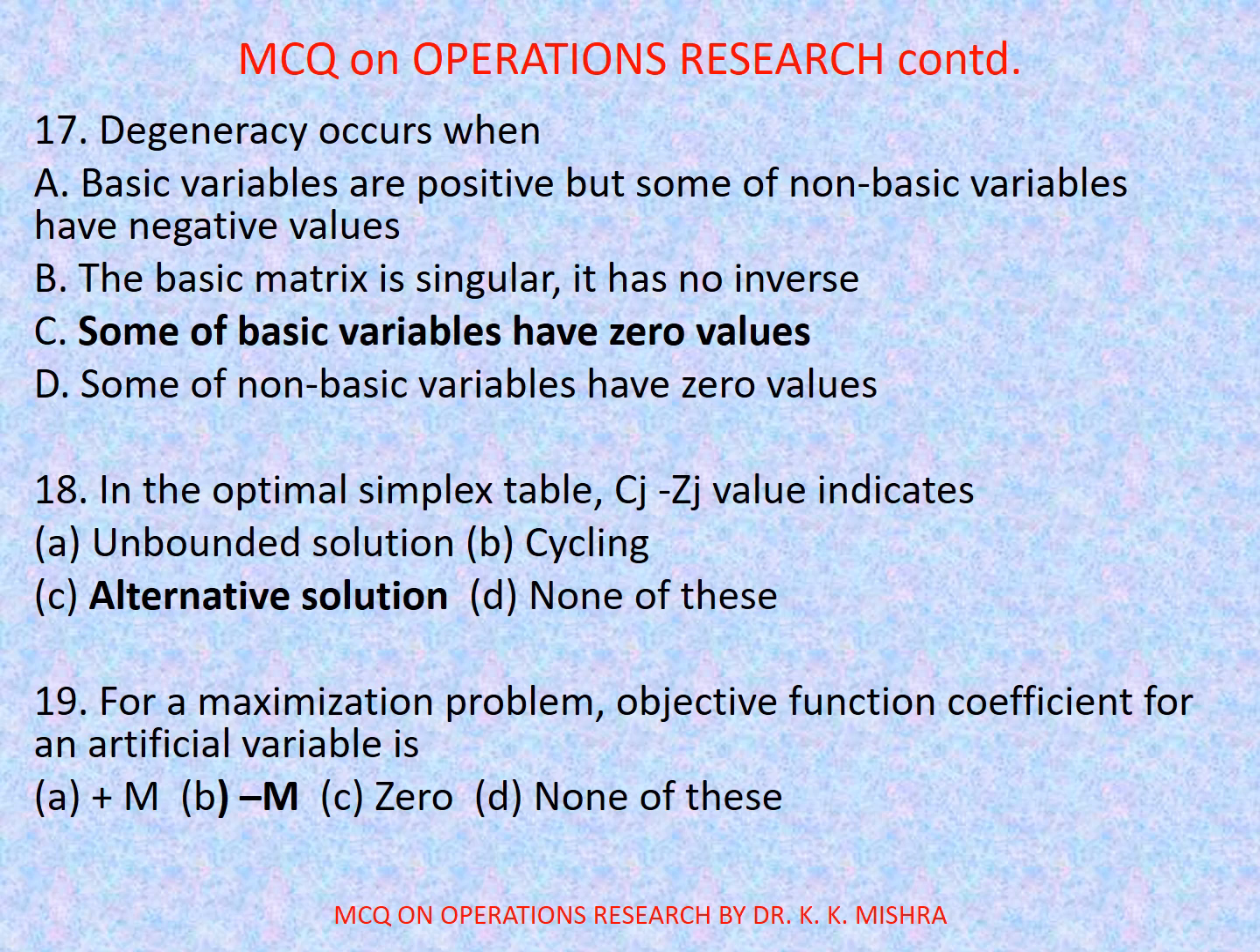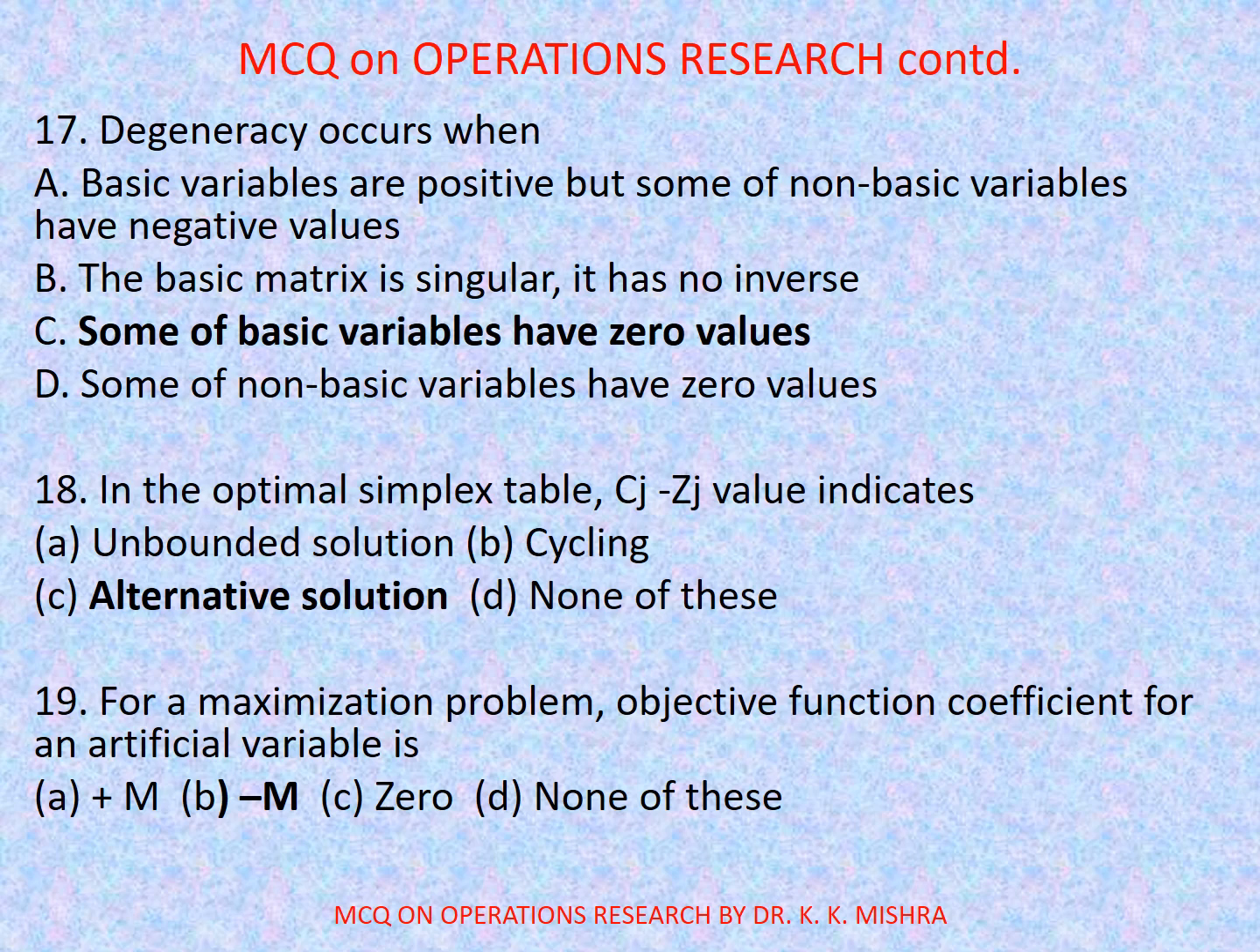Question number 18. In the optimal simplex table, Cj minus Zj value indicates options are A, unbounded solution, B, cycling, C, alternative solution, D, none of these. Correct option is C, alternative solution.